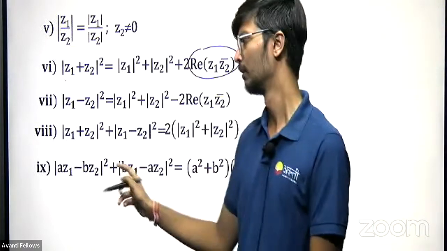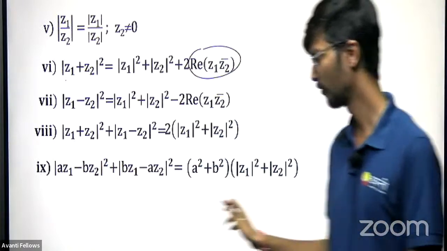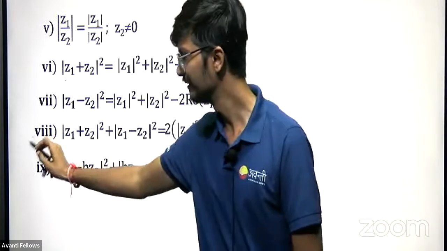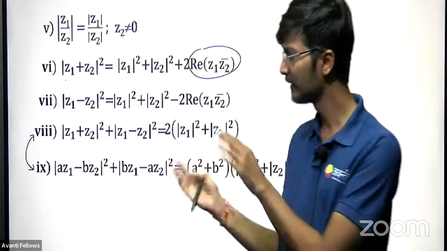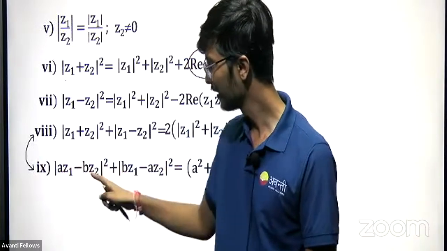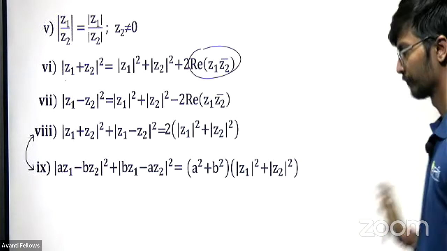The ninth one. This is the generalized form of the above. You can see these two properties are the same, just it is a generalized version. What is meant by generalized version? In place of A there is 1, in place of B also there is 1. Got it?